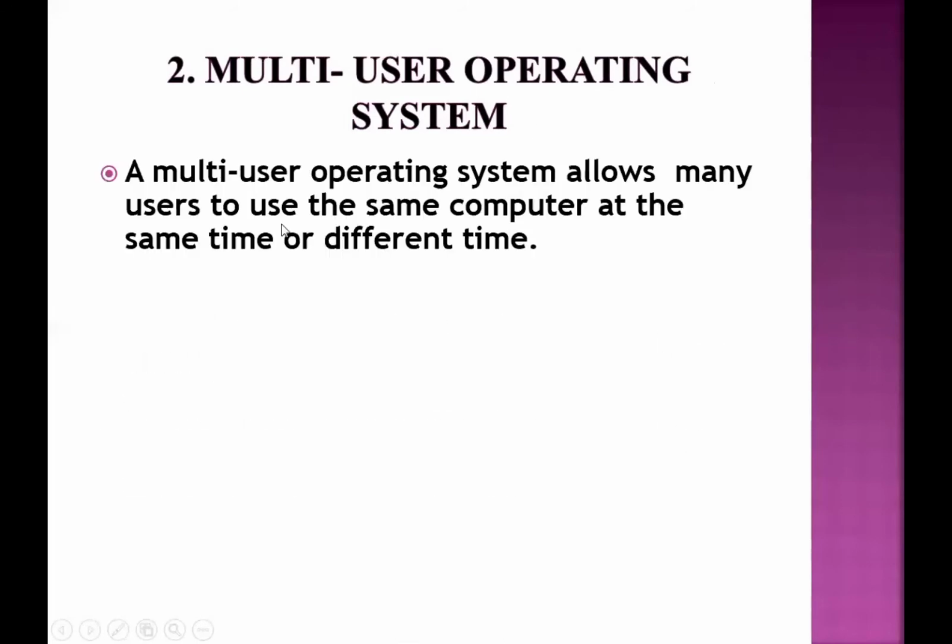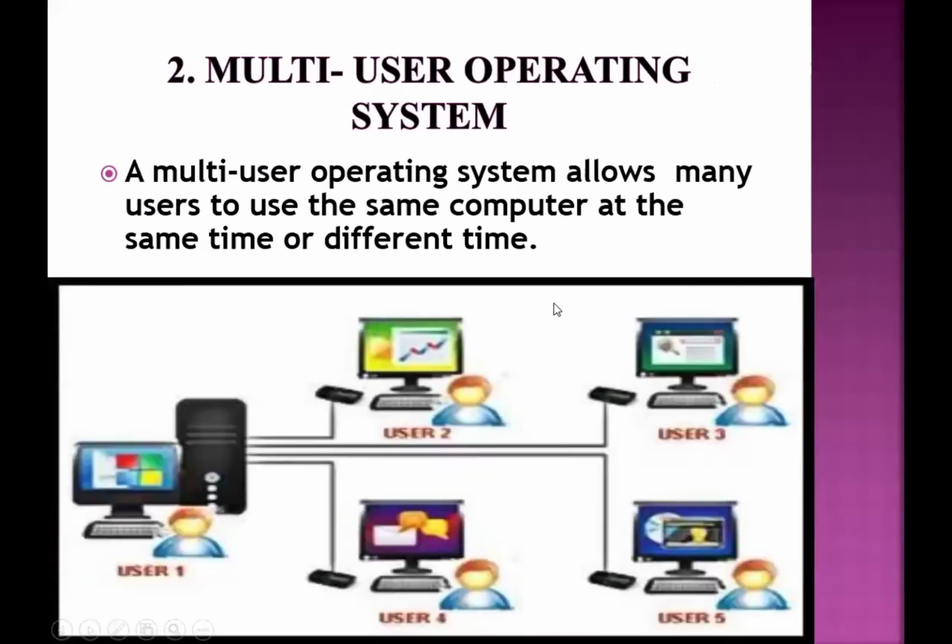The second type of operating system is the multi-user operating system. So what is a multi-user operating system? A multi-user operating system allows many users, because multi means many. It allows many users to use the same computer at the same time or at different times. A single user operating system allows only one user to work on it, but a multi-user operating system allows many users to use the computer. You can see in this picture one computer is attached to many monitors.